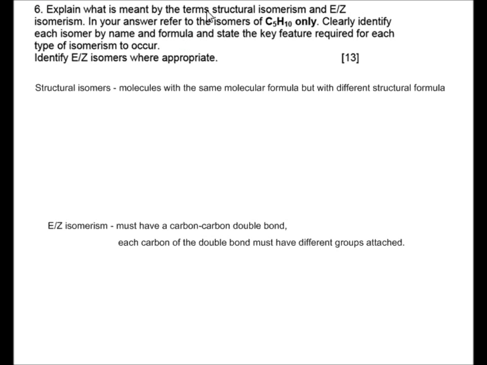The rest of the marks then come from giving examples. And as you can see in the question, it says, in your answer, refer to the isomers of C5H10 only. So all the examples we give must have the molecular formula C5H10. So for structural isomers, one isomer of C5H10 is simply pent-1-ene. So we would get 1 mark for drawing this, and another mark for naming it.